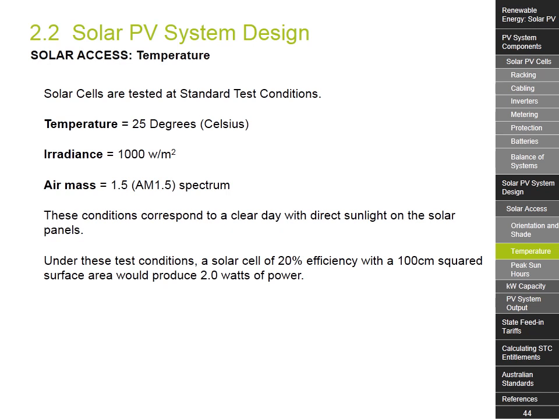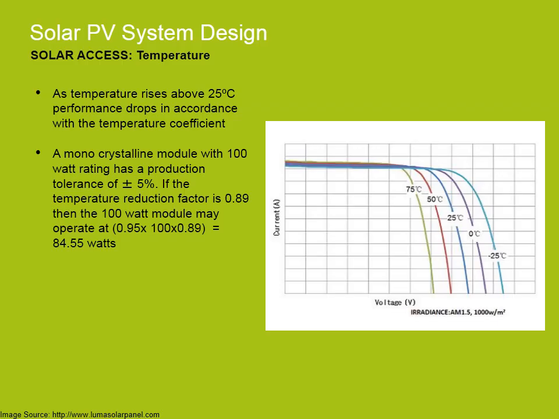Under these test conditions, a solar cell of 20% efficiency with a 100 centimeter squared surface area would produce 2.0 watts of power. Solar cells are designed to operate at peak power at around 25 degrees Celsius. This figure shows that a higher voltage is induced when there is cooler temperatures. Therefore, higher generation of power can be achieved when the cells are mounted in a way that allows wind flow under them for cooling. Another consideration is wind loading. By allowing air to flow around these solar panels, they will remain cooler, but also the wind resistance of the entire array is less.